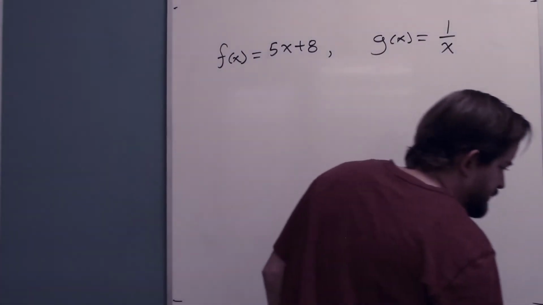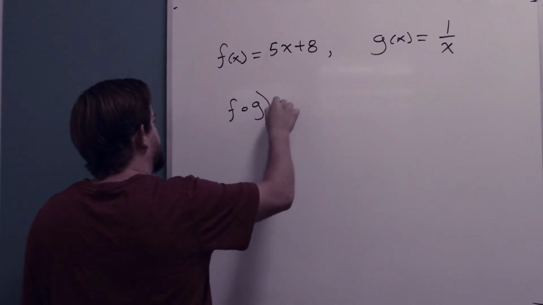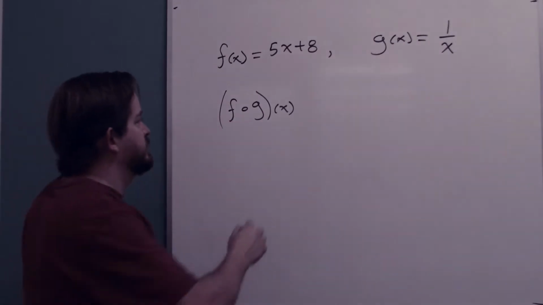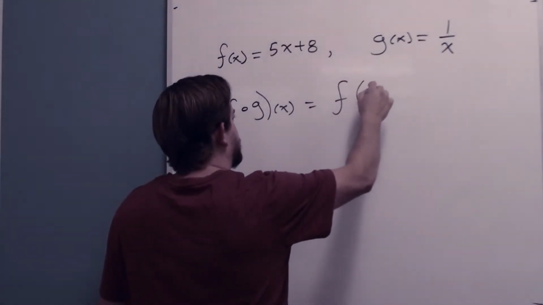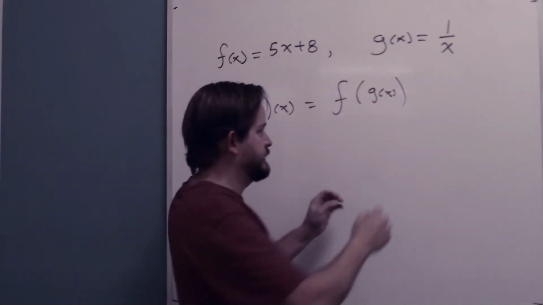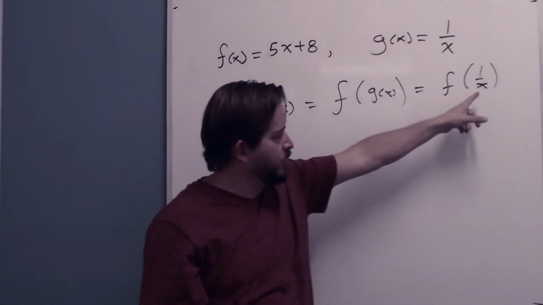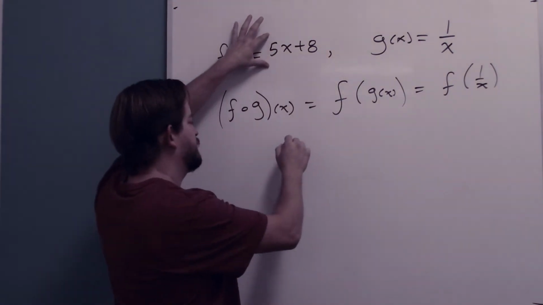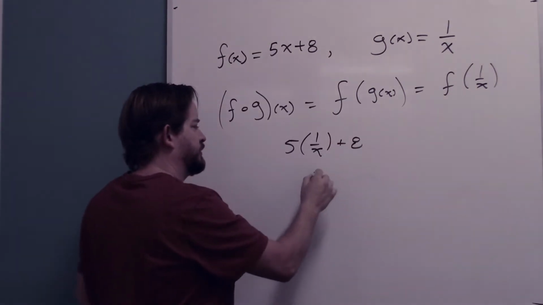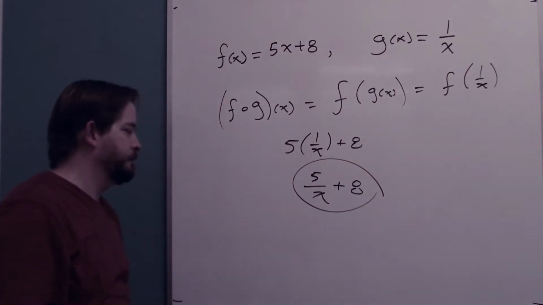Let's just do a few of them. Let's look at f of g of x. That is f composed with g of x. Now again, this just means take g and put it into f. So you have f of g of x, which is to say, I'm going to take 1 over x. This is f of 1 over x, which is to say, instead of the x in f, I'm going to replace it with 1 over x. So that is 5 times 1 over x plus 8. Or you can simplify this if you like, write it as 5 over x plus 8. But that's our f composed of g.